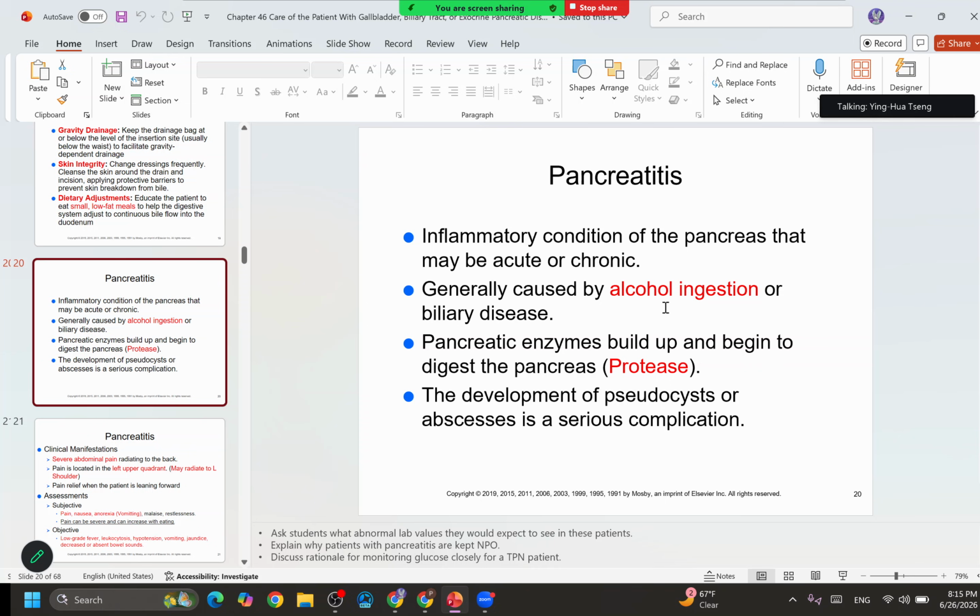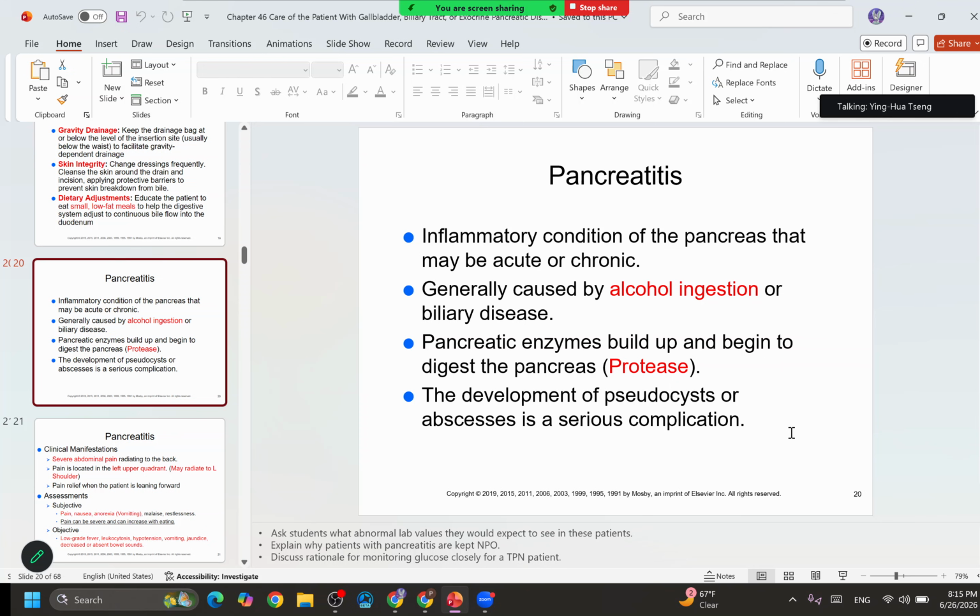All right. In the pancreas, the enzyme builds up and begins to digest the pancreas. That means the enzyme is eating the pancreas cells. The pancreas releases the enzyme, but the enzyme is not going to your small intestine. It's coming to destroy, eating your own organ, your own pancreas. We have three enzymes for the pancreas. The main enzyme eating the pancreas is protease. The other two enzymes are amylase and lipase. So this is the reason.